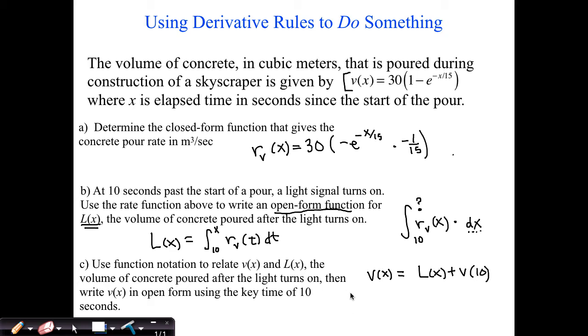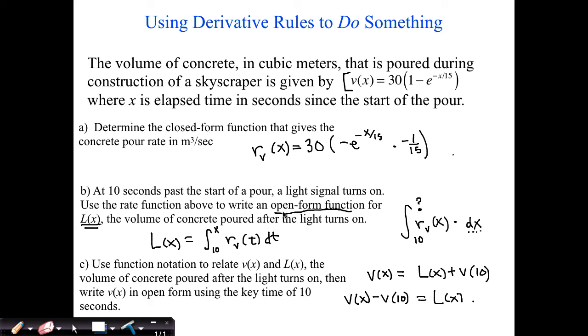Or I could say alternatively that v of x minus v of 10 is the same as this L of x that I've got. So just a way to relate these. And you had some iMathAS homework about this sort of thing also, expressing how a net change between 2 points in time is related to some other change, whether it's a net change over a longer period of time or a total accumulation starting from forever ago.